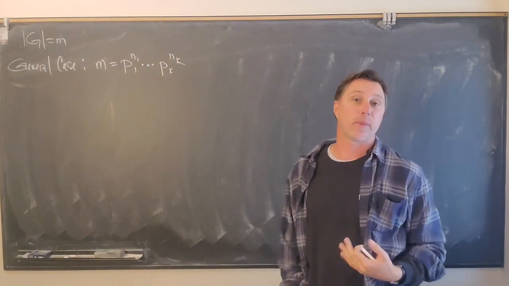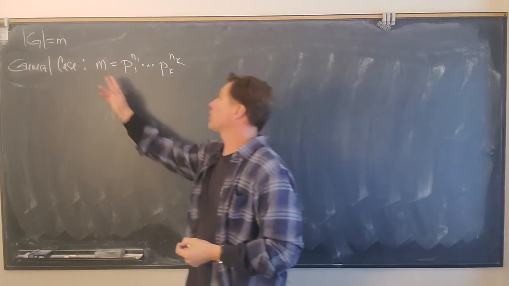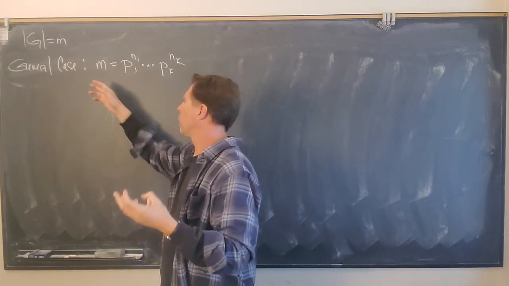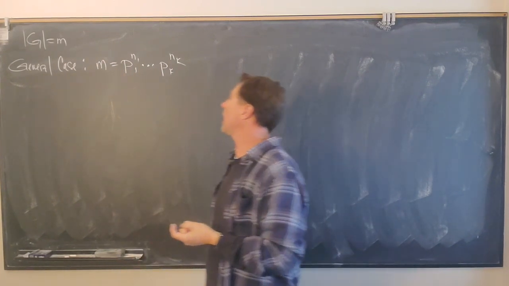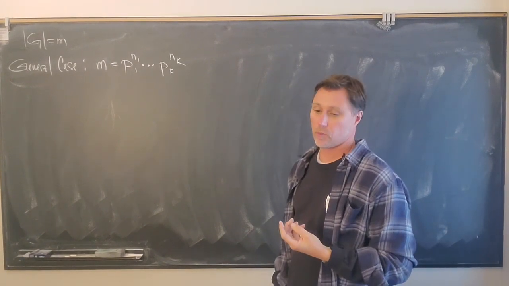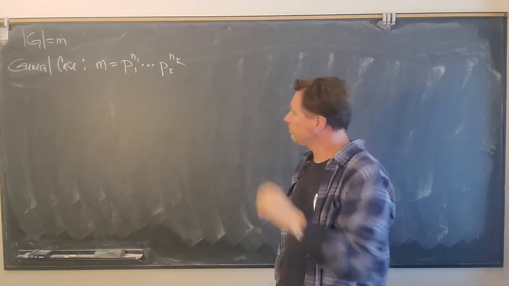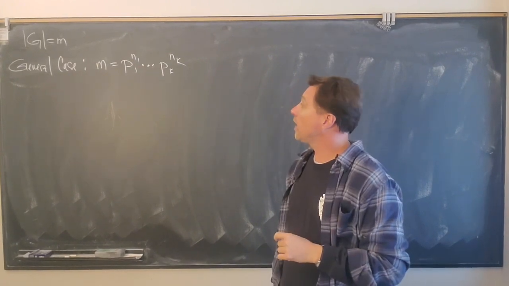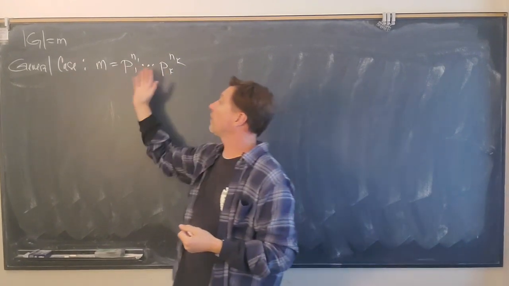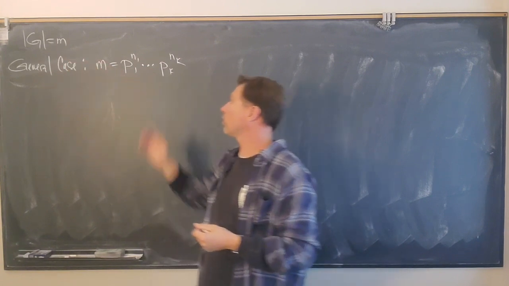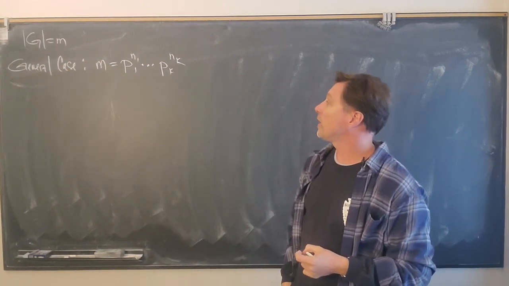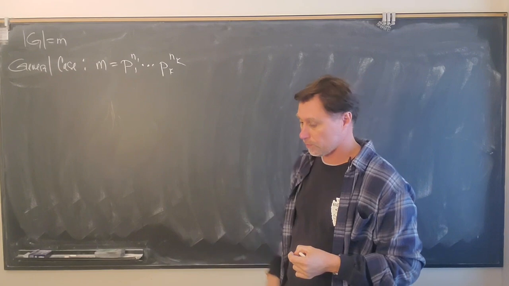So we know, according to the fundamental theorem of arithmetic, every integer greater than 1 can be expressed as a product of primes in essentially a unique way, up to ordering of the primes. This expression is unique. And so that would mean this covers every possible order. Every order of every finite abelian group is going to be of this form.